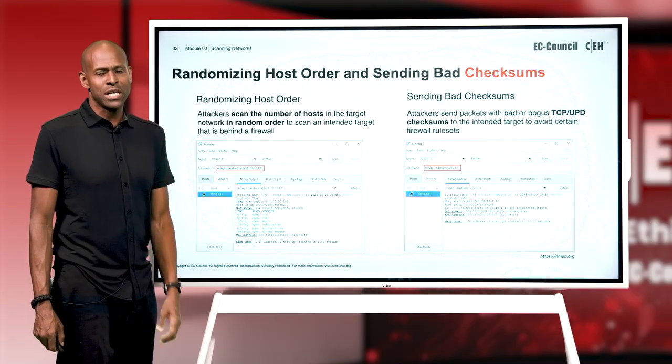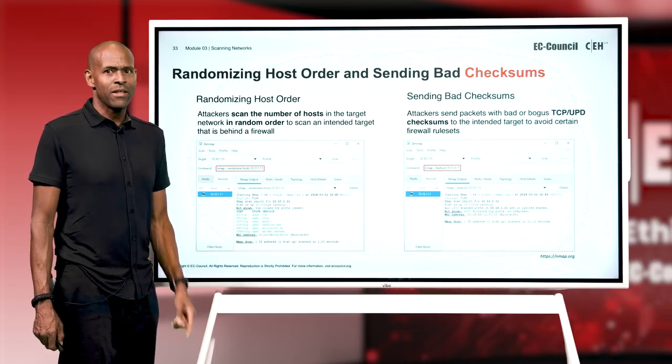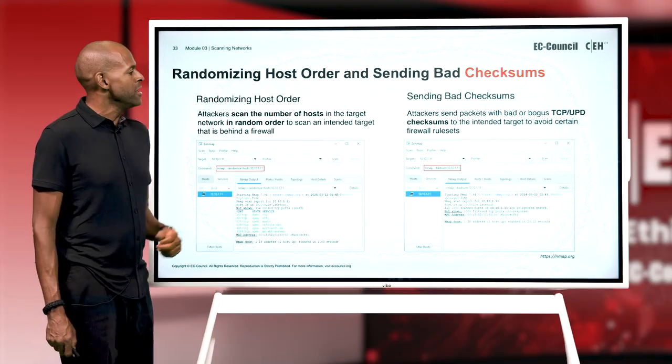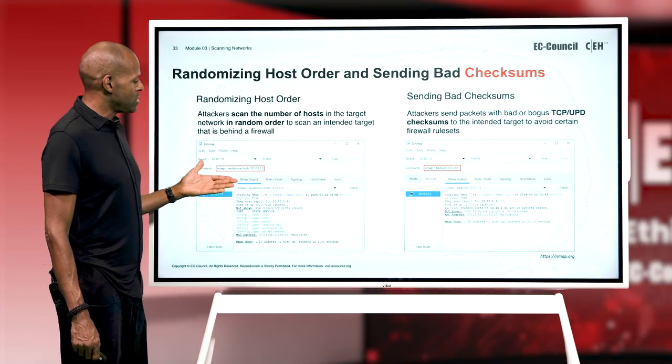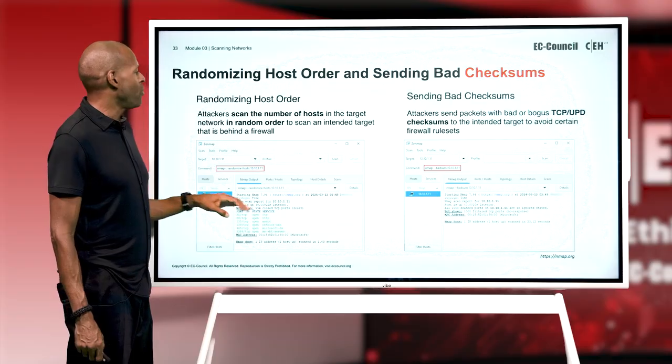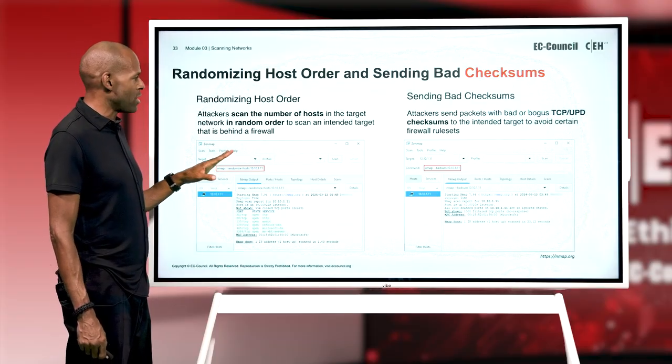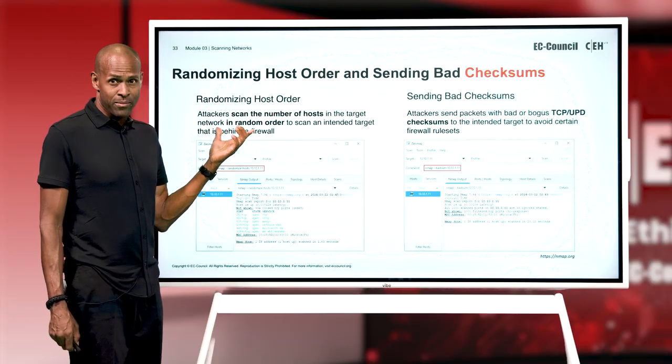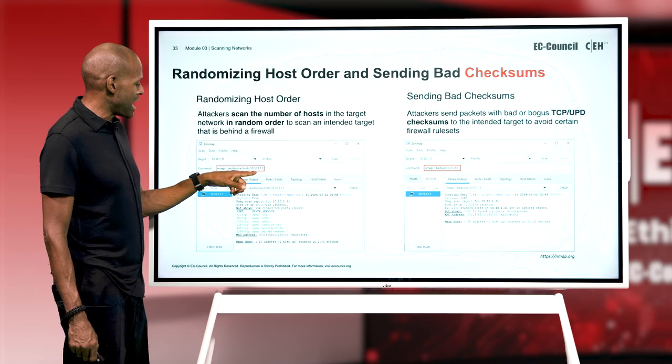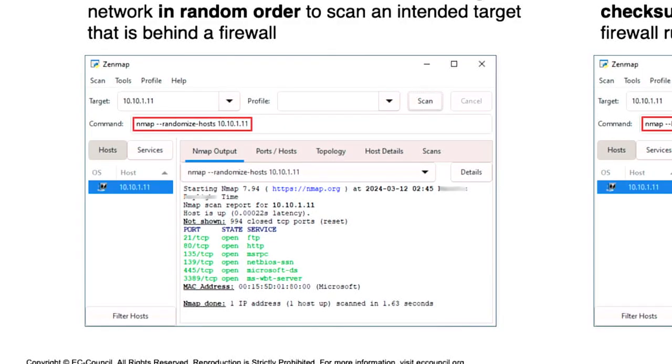Every few dozens of milliseconds, you're like, you know what? That's an attack. Let's block that. So instead, you do randomize hosts. Now, that will scan all the hosts in the target network, but in a random order. So if you look at this command down here, really, this would probably be a subnet command, not a single host. So you do 10.10.1.0/24. All right, let's move over and have a look at bad checksums.